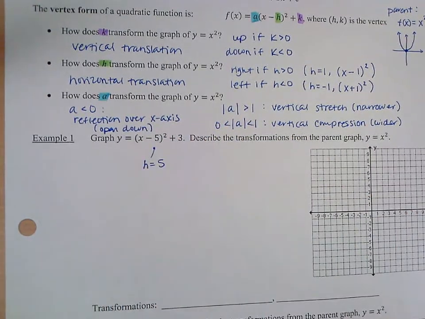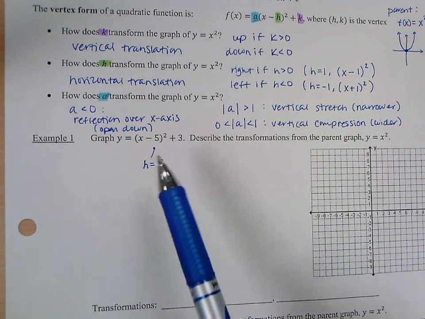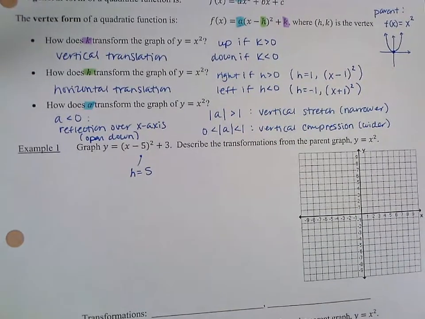We actually talked about that yesterday with our general form. We said if A is positive, the graph opens up. If A is negative, the graph opens down. Same thing here. The function itself just looks different.